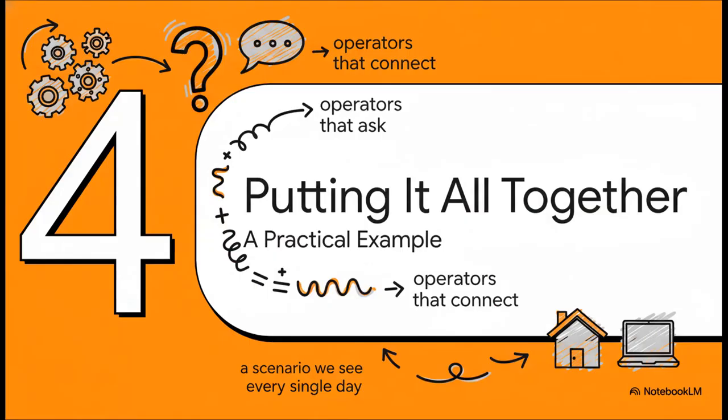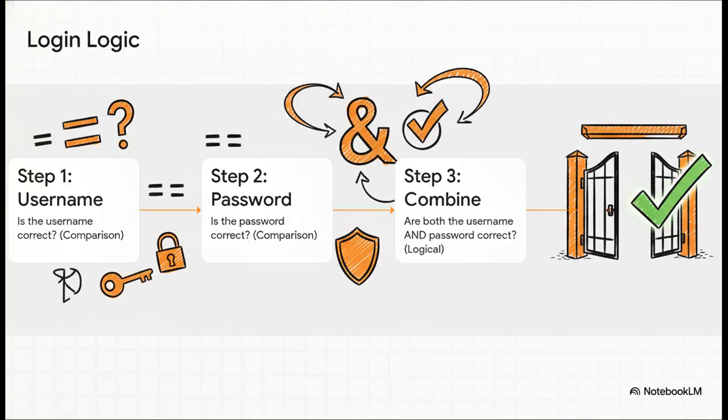Okay, so we've seen operators that do stuff, operators that ask questions, and operators that connect those questions. Let's put it all together and see them working as a team in something you probably do every single day. A simple login form. First, the code uses a comparison operator, equals, to ask if the username you typed in matches. Then, it uses another one to ask if the password matches. Finally, it uses a logical operator, and, to connect them. It asks, was the first answer true, and was the second answer true? If and only if the answer to that combined question is yes, then you get access.